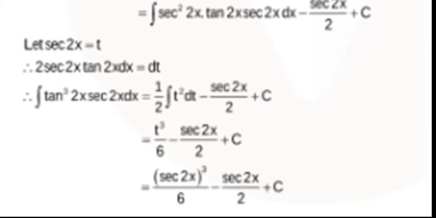Now in the first integral we use the substitution method. So let us substitute sec 2x equal to t. When we differentiate it, we will get 2 sec 2x tan 2x dx equal to dt. Now sec square 2x we have written as t square, and tan 2x sec 2x dx we have got as dt. So it is t square dt minus sec 2x by 2 plus c.